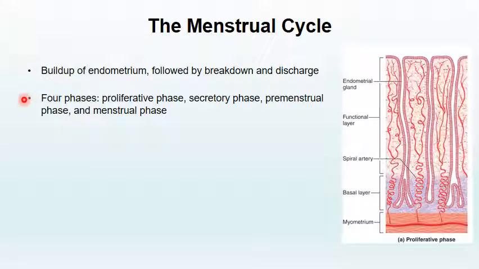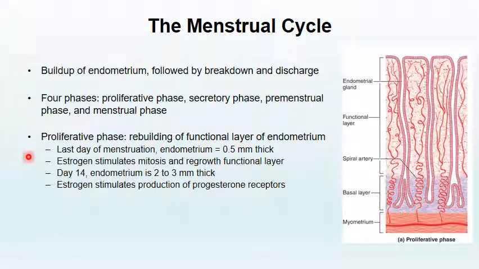This happens in 4 phases. We have proliferative, secretory, premenstrual, and then menstrual phases. We're going to start in the proliferative phase. The proliferative phase is where we are actually doing this first step, so we're building up the endometrium. This is going to start on the last day of the menstrual cycle. So we're not starting on day 1 here. We're actually starting on the last day of the menstrual cycle, which would be day 3 to 5.